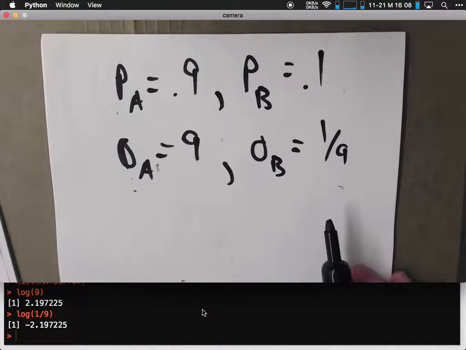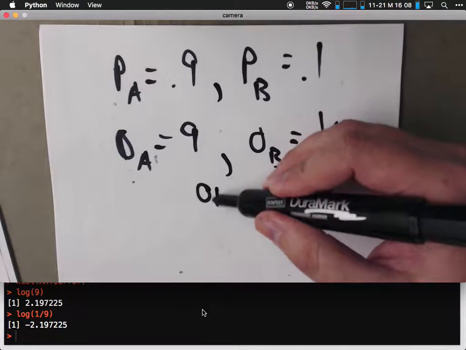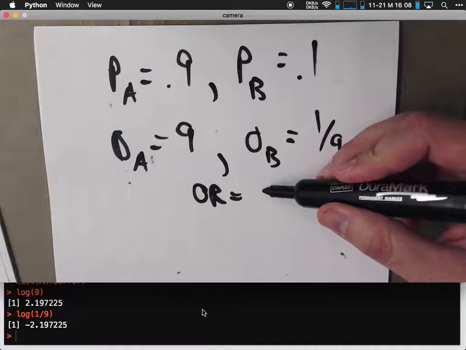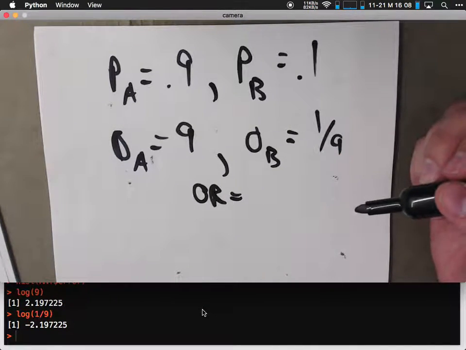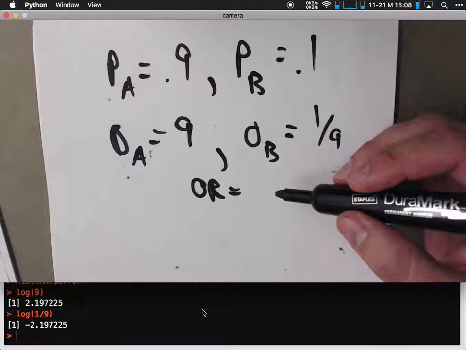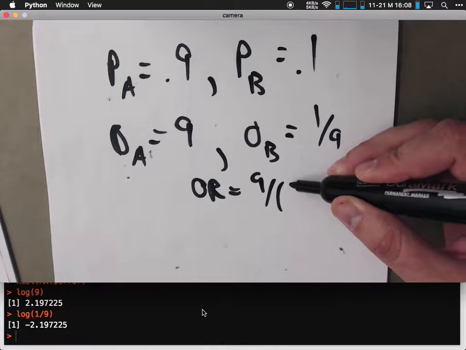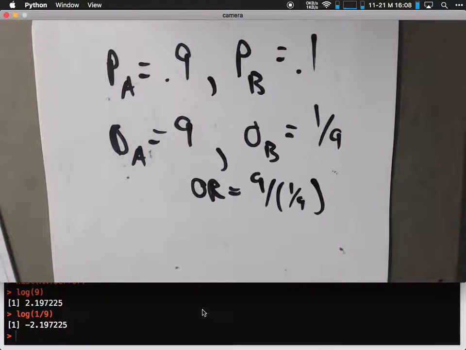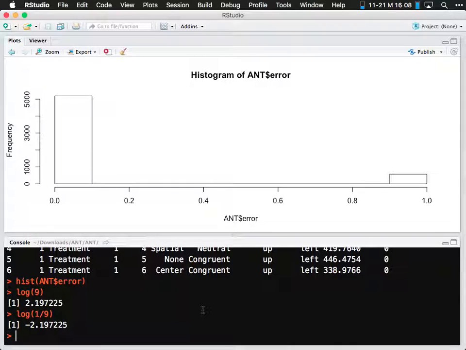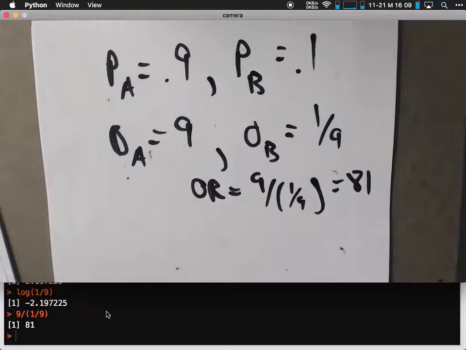So odds ratio equals, I guess, what is it? 9. How would we do that odds ratio? It would be 9 times 1/9, or 9 divided by 1/9. Let me actually go compute that. 9 divided by 1/9. Big number, 81. That's a big odds ratio. Yeah, big difference.